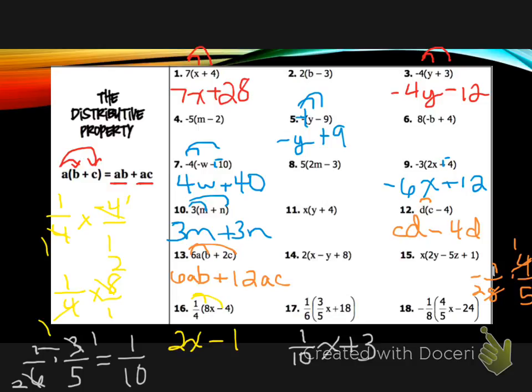So negative 1 times 1 is going to give me a negative 1 in the numerator. 2 times 5 is going to give me 10. That's going to be negative 1/10 x.